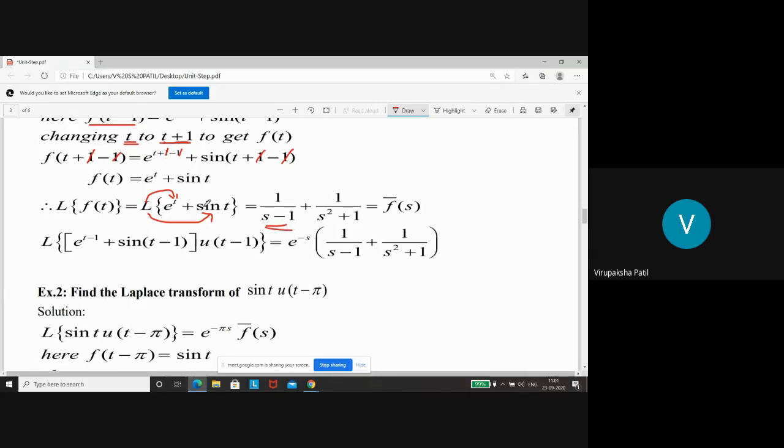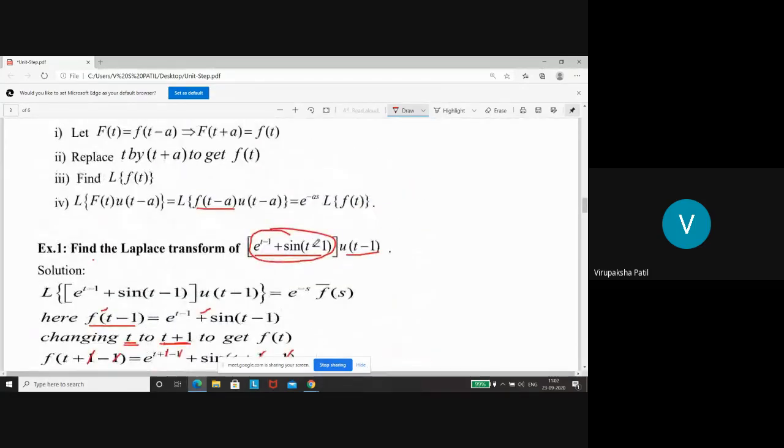Then applying Laplace to sine t. Laplace transform of sine at is a divided by s square plus a square. But here a is equal to 1. So what happens? Laplace transform of sine t is 1 divided by s square plus 1. The Laplace transform of f of t is denoted by f bar s, or not? So this f bar s value you have to pick up and come back to this result. You have to put that value here.